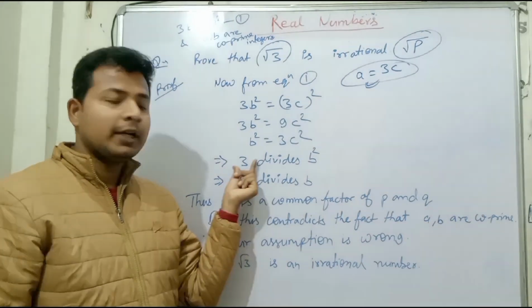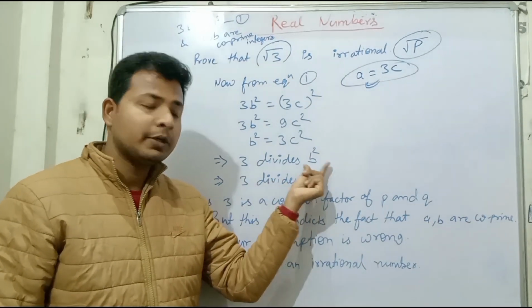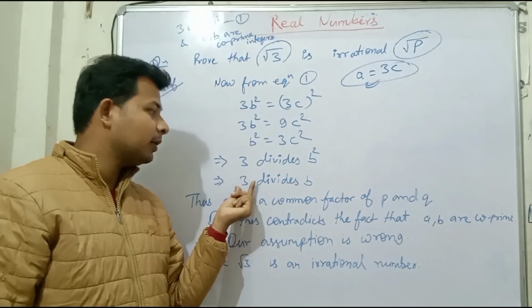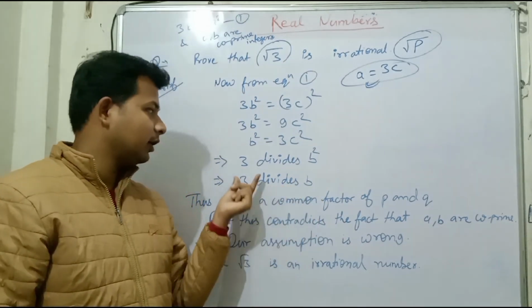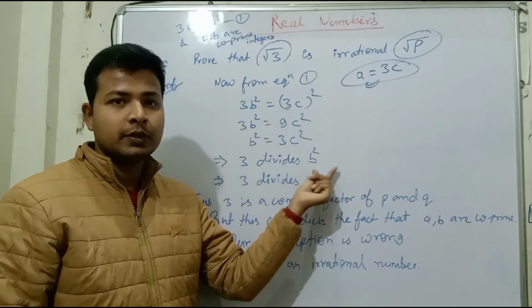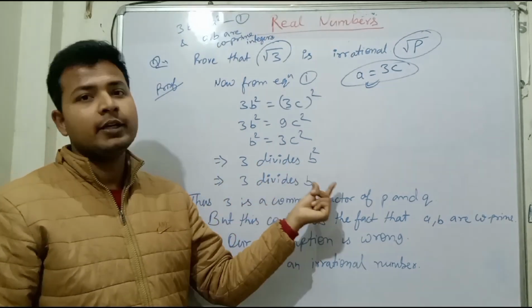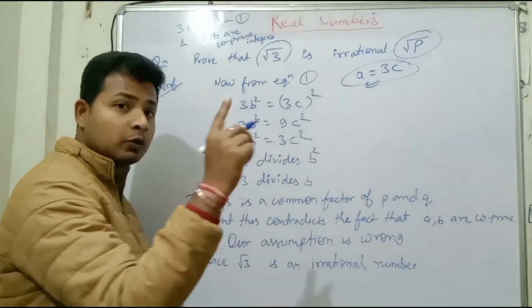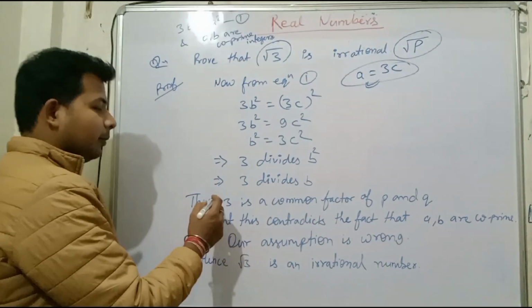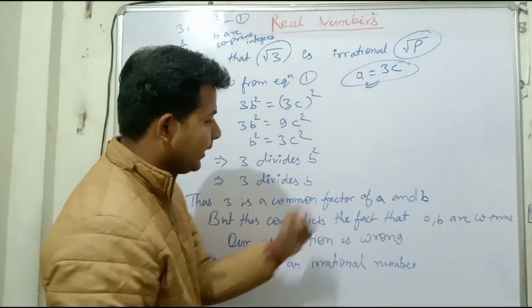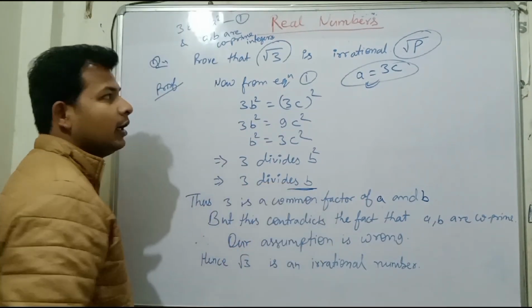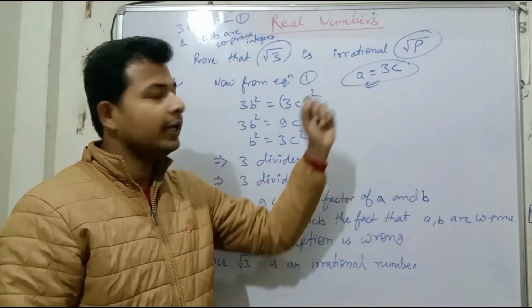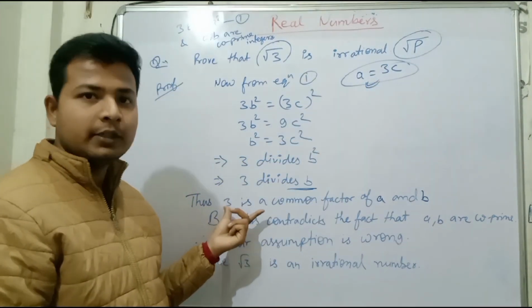Okay, if a prime number, 3, is dividing the square of a positive number, that means that prime number again will divide that positive number without the square sign. That is, 3 divides b square, so 3 will surely divide b according to that theorem. Okay, 3 is a common factor of a and b. Here we can see that 3 is dividing b and 3 is dividing a also. So 3 is the common factor.